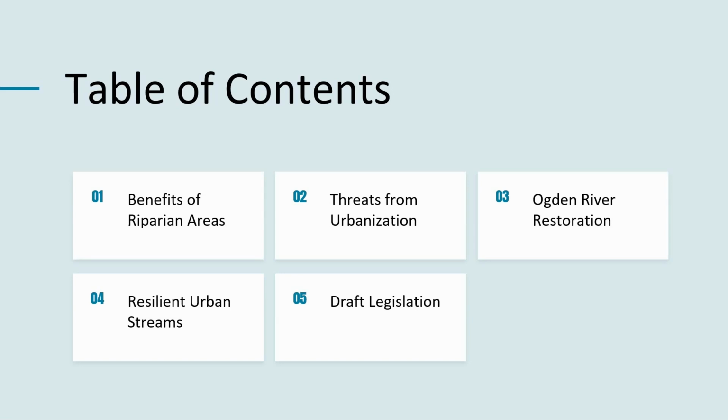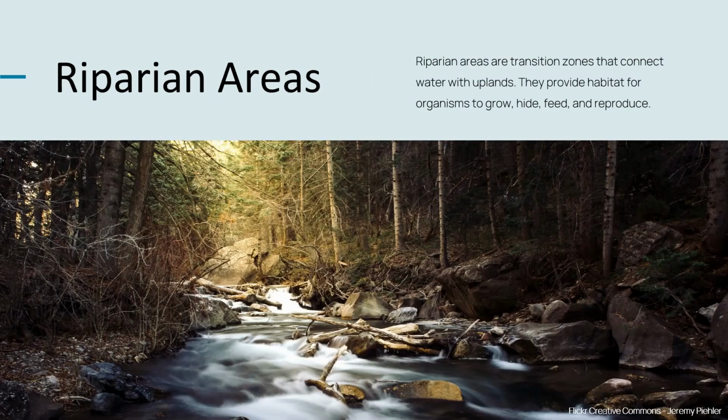So today we're going to be talking about the benefits of riparian areas, threats from urbanization. We're going to look at a case study, the Ogden River restoration, and we'll also take a quick look at the Big Bend restoration along the Jordan River. We'll talk about resilient urban streams, what we can do to make streams resilient, and then we'll talk about the draft legislation. Okay, so riparian areas are where the magic happens.